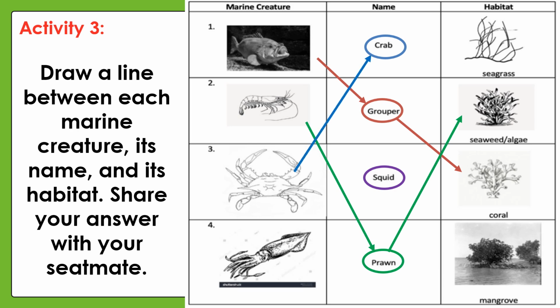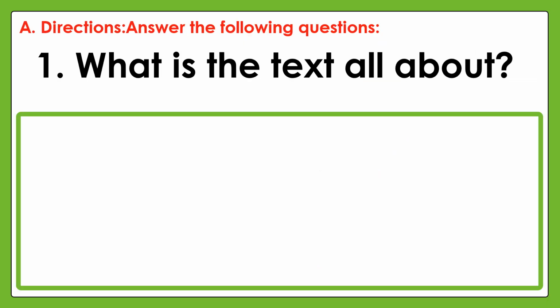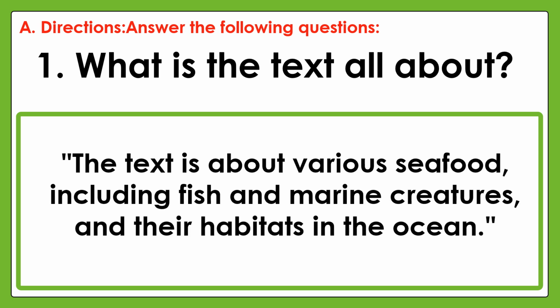Number 3, crab. Its habitat, mangrove. Number 4, squid. Its habitat, seagrass. This time, answer the following questions. Number 1, what is the text all about? The text is about various seafood, including fish and marine creatures and their habitats in the ocean.